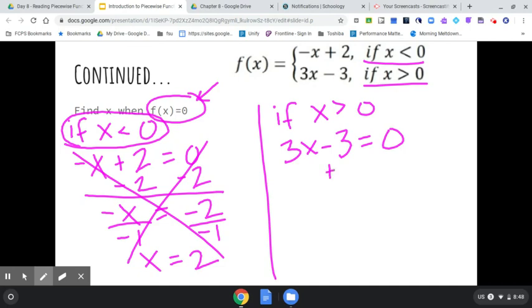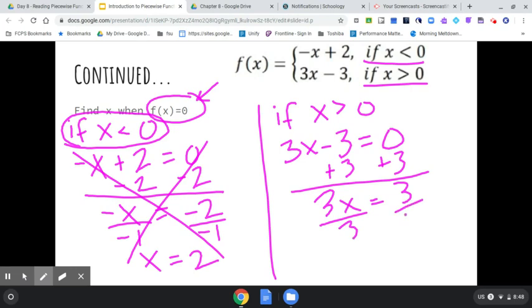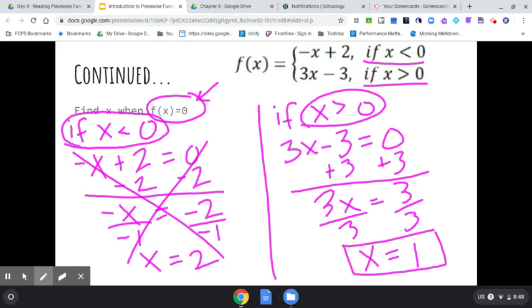Solving this equation, I'm going to add 3 to both sides. We get 3x equals 3. Dividing both sides by 3, we get x equals 1. Checking the domain, is x greater than 0? 1 is greater than 0, so yes, that is a solution.